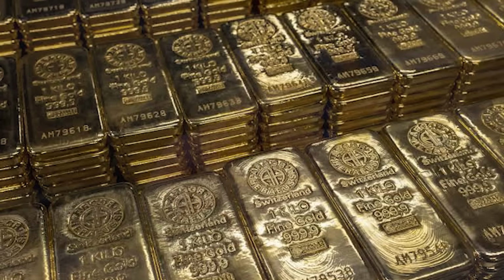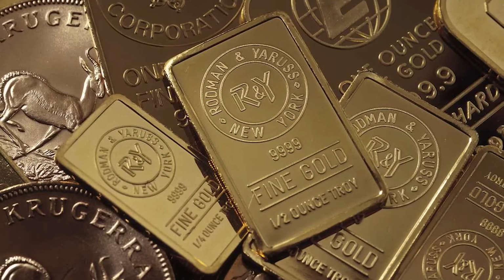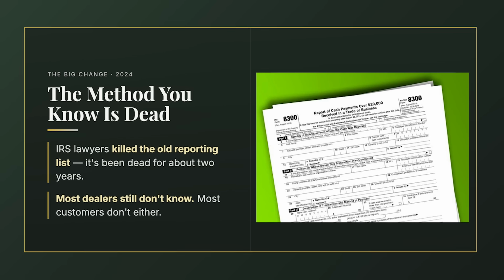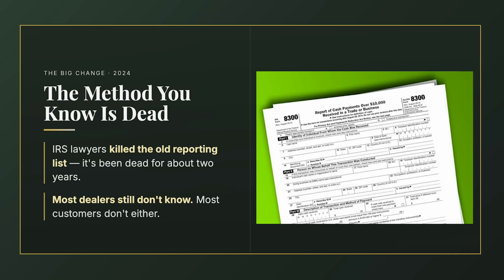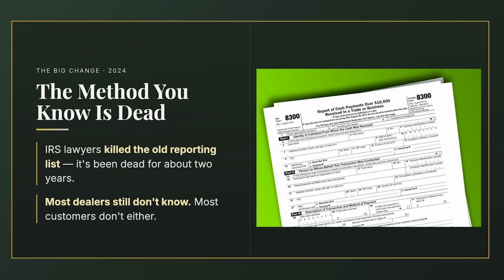So I'm talking about things like kilo bars, like 1,000 ounce silver bars, Krugerrands, maples, buffaloes, all the metals that we're all very accustomed to. The fact is that IRS lawyers killed that method of how we used to generate forms about 2 years ago. The good news for you, and it's better than you think, is that it is now much simpler, much easier. But there's one thing you have to pay attention to not get in trouble with the government. And I'm going to talk about that specifically later.